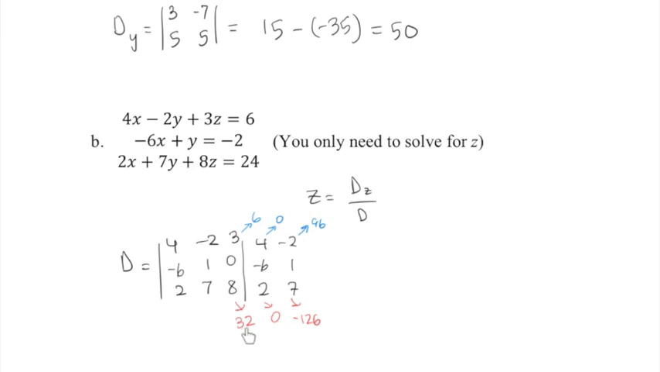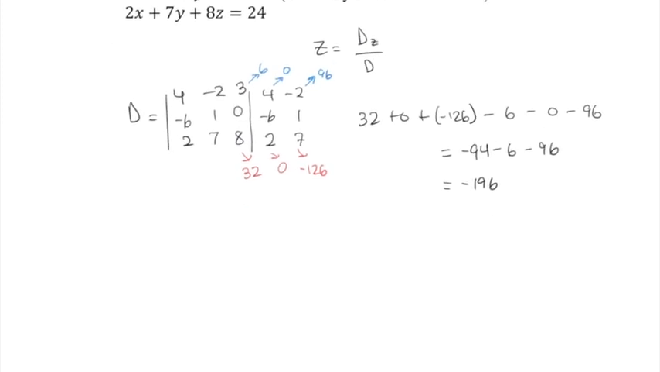Now, these numbers add, remember, and these numbers subtract. So 32 plus 0 plus negative 126, then we subtract 6, subtract 0, and subtract 96. So 32 minus 126, that's negative 94, minus 6 minus 96. And that's negative 196. So repeat this process for d sub z.